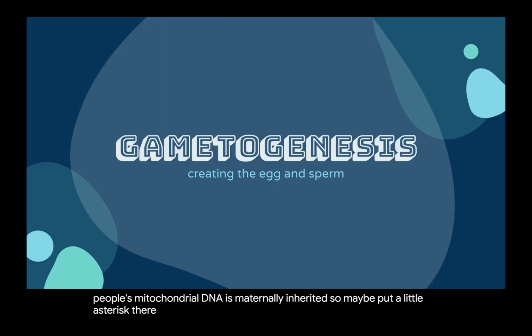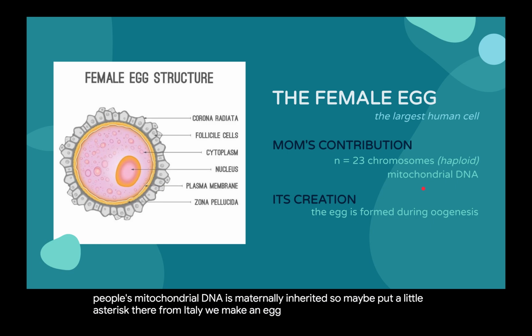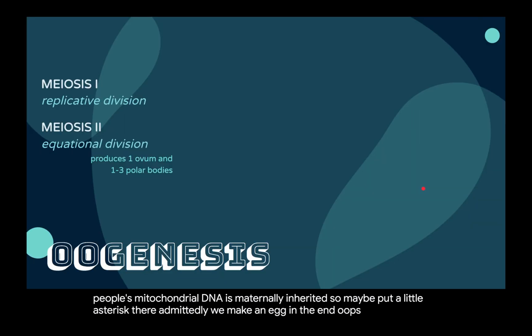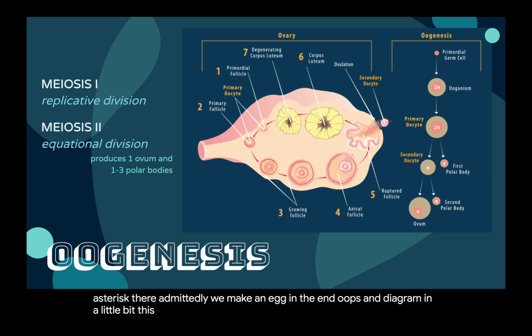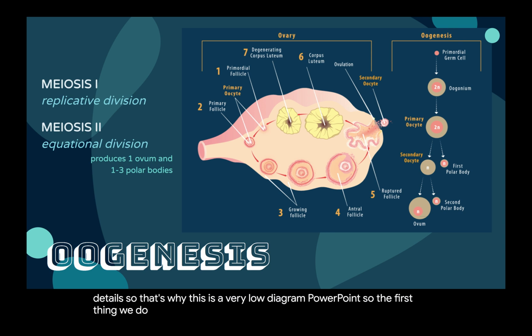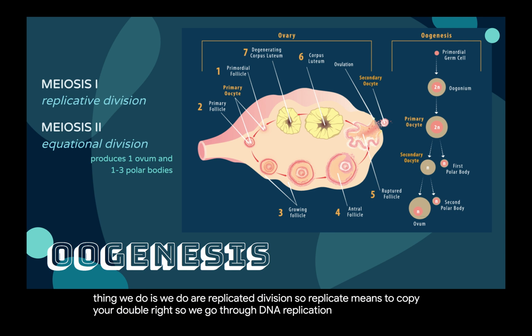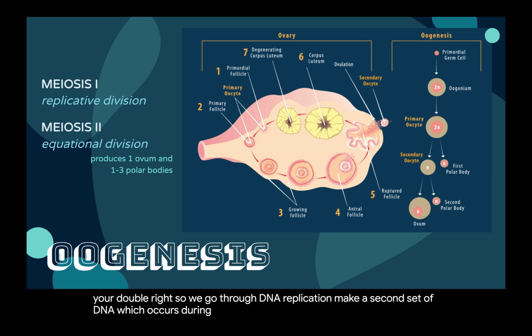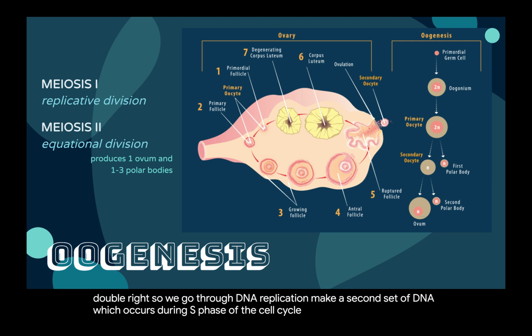And ultimately we make an egg in the end. And we'll have a diagram in a little bit. This is not something that I would ever quiz you on, the gory details, so that's why this is a very low diagram PowerPoint. So the first thing we do is our replicative division. So replicate means to copy or double, right? So we go through DNA replication, make a second set of DNA, which occurs during S phase of the cell cycle. And then we divide the first time.